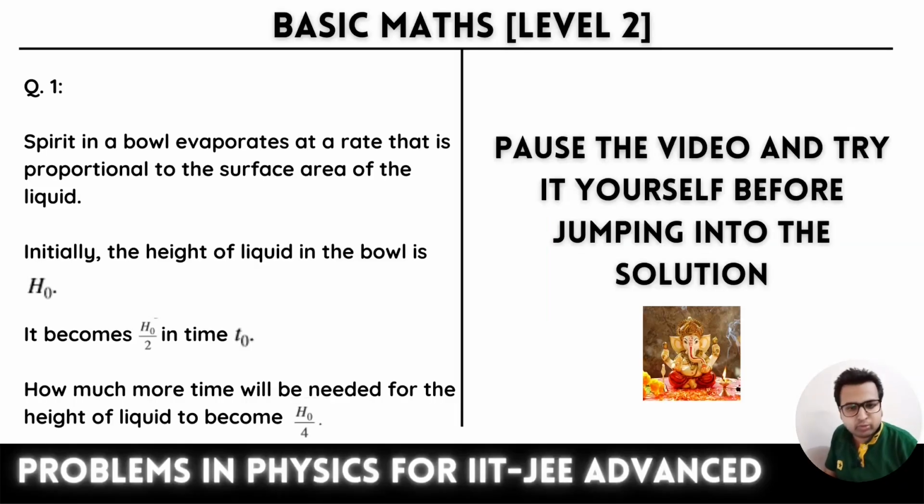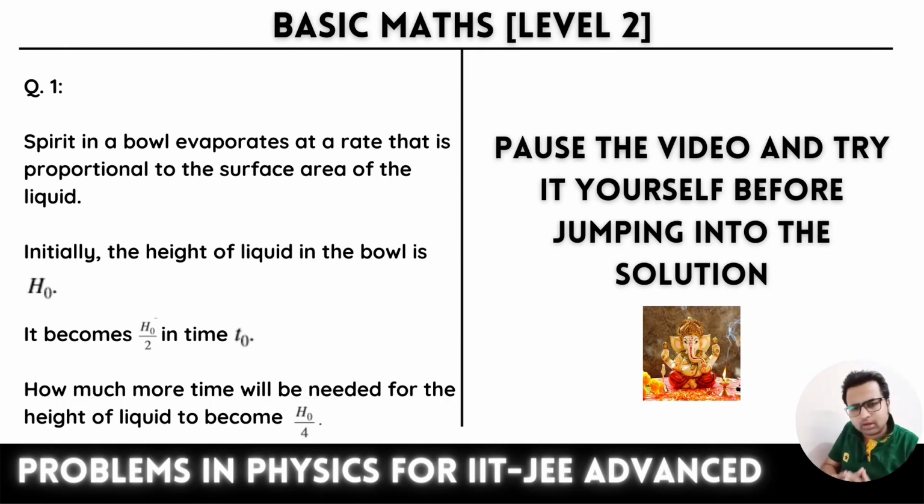Okay, first problem. Spirit in a ball evaporates at a rate that is proportional to the surface area of the liquid. So, there is a ball. In the ball, there is a spirit. Spirit is a special type of liquid, you know. So, it evaporates. And definitely, the rate of evaporation is directly proportional to the surface area of the liquid.